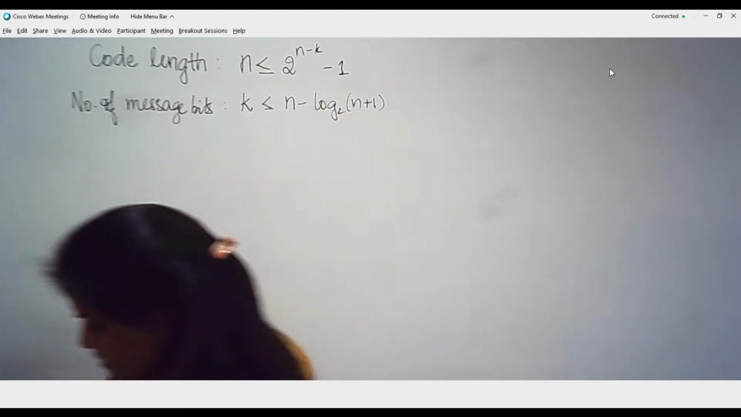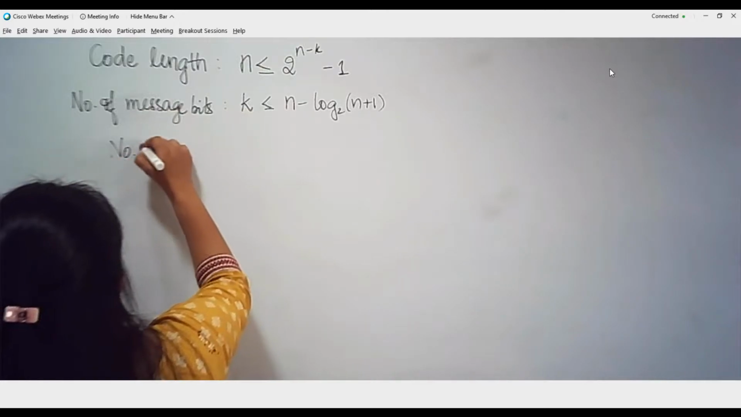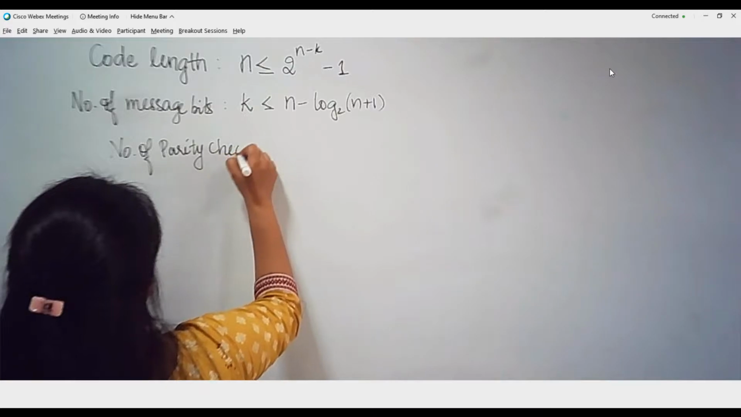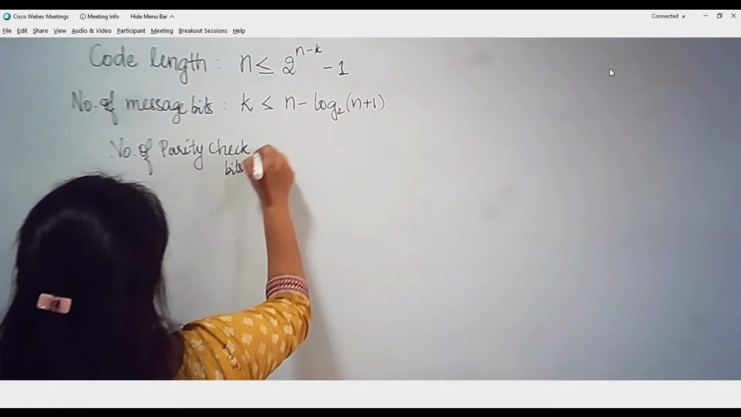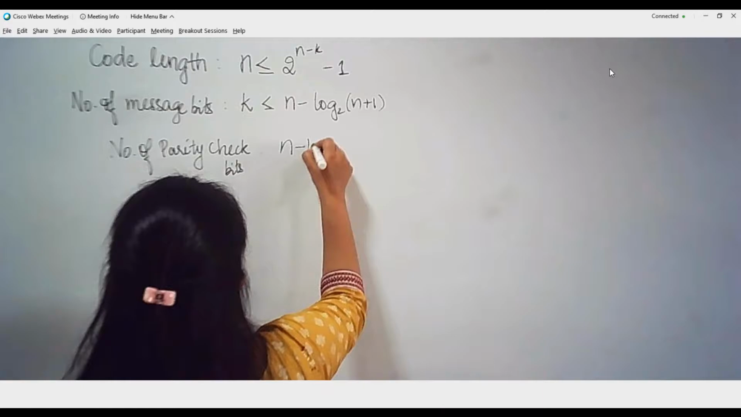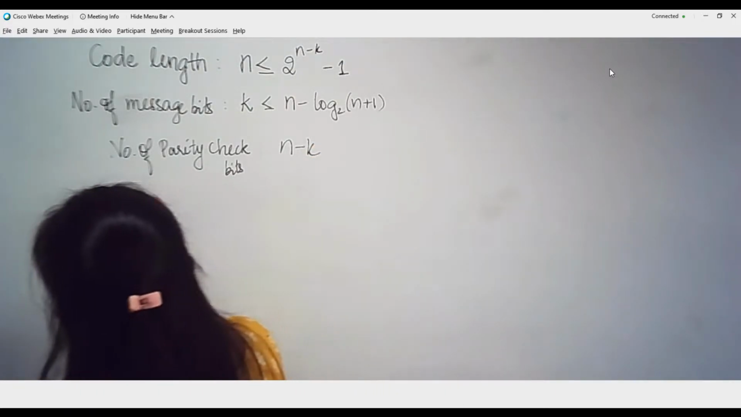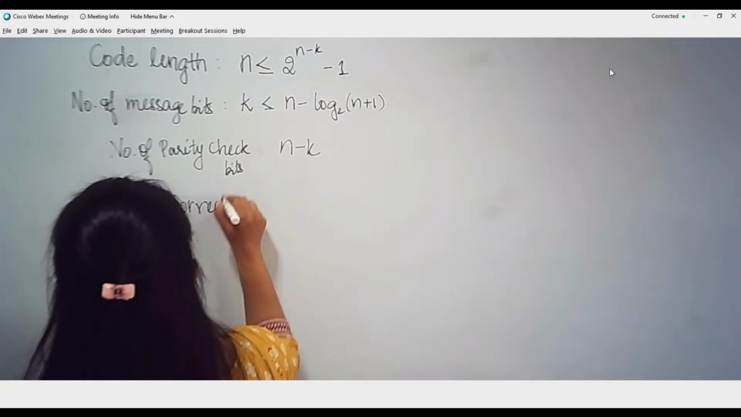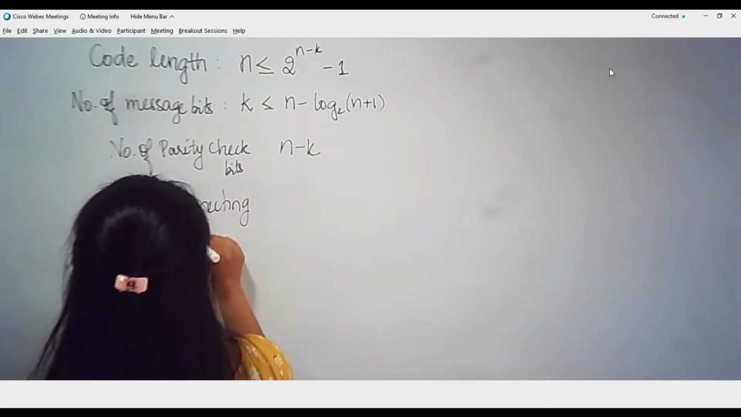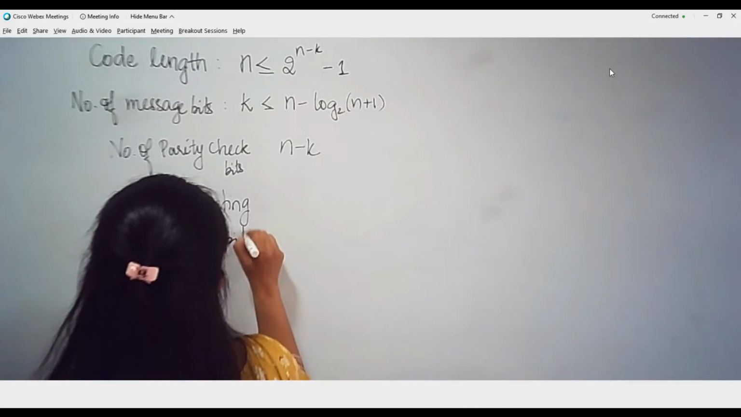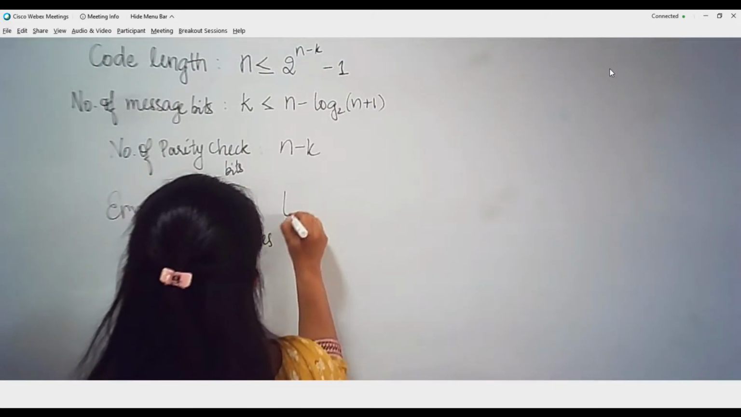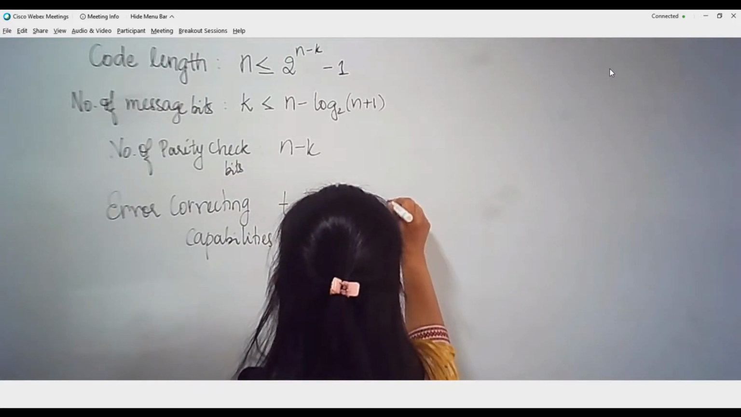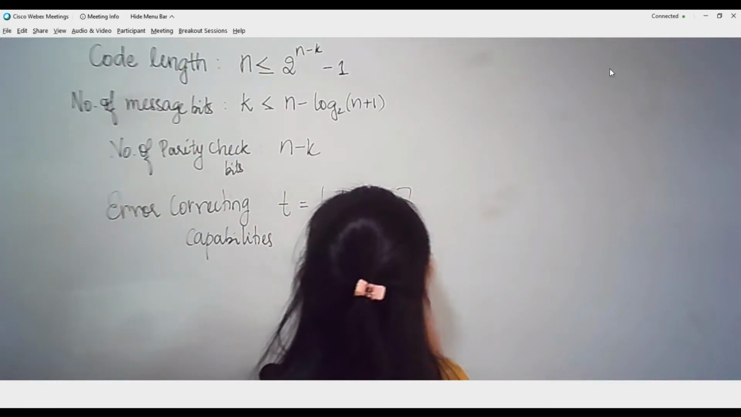Okay, and the number of parity check bits is denoted by n minus k. This is simple. And the error correcting capability of a linear block code, I wrote it in the beginning itself. The error correcting capability is represented or denoted by t, which is the floored value of (dmin minus 1) divided by 2.